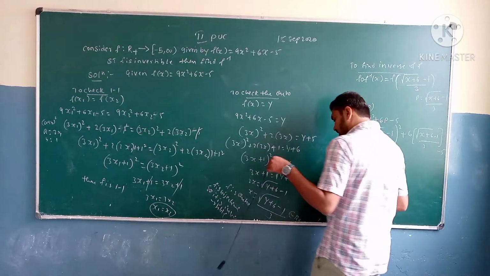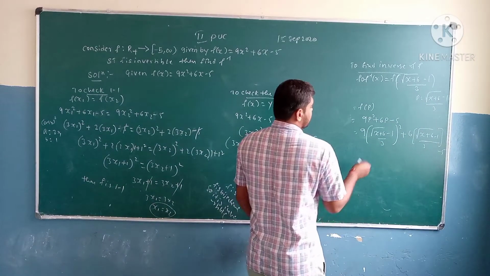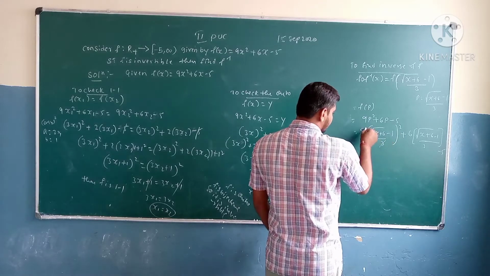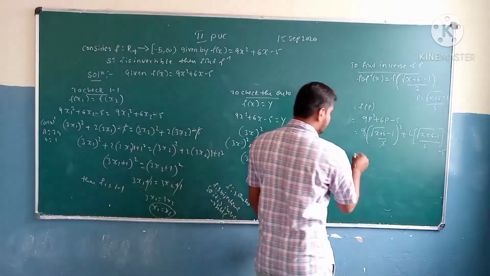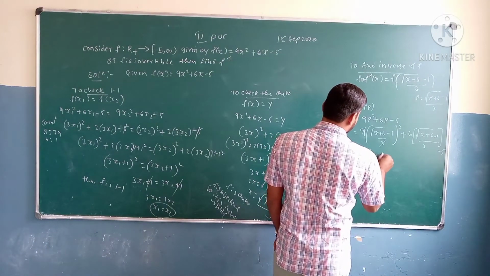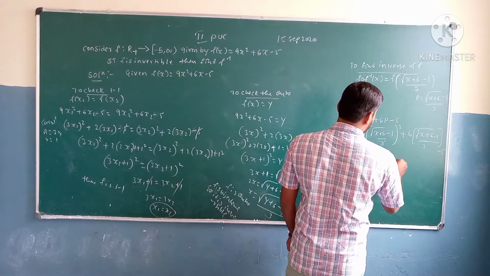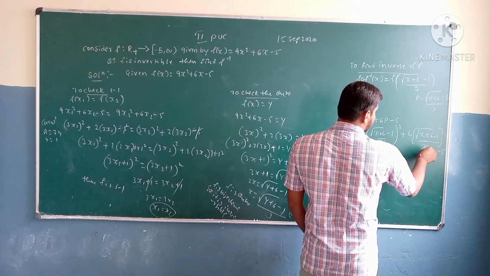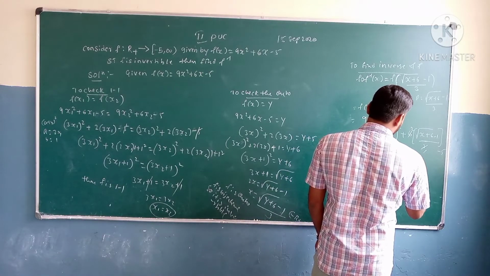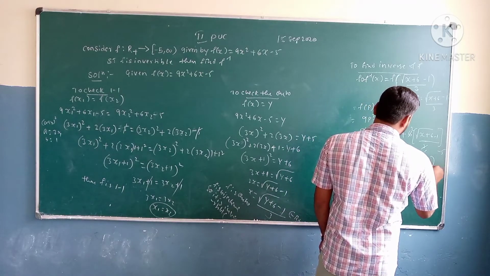Now the calculation. 3 square is nothing but 9, so this 9 and that 9 are going to be cancelled. The remaining thing is root of x plus 6 minus 1 whole square plus, 3 ones are 3, 3 twos are 6, so there is going to be 2 into root of x plus 6 minus 1, minus 5.